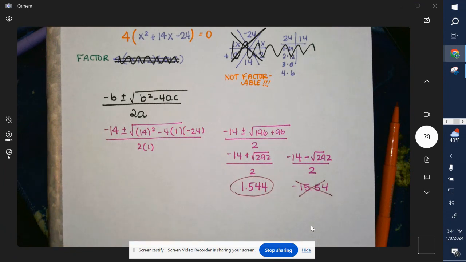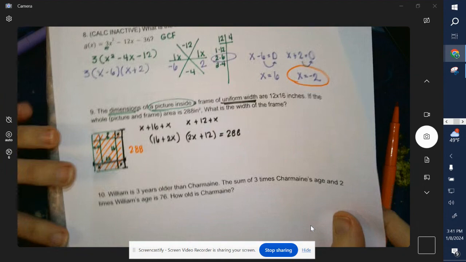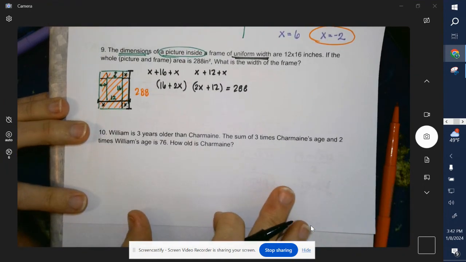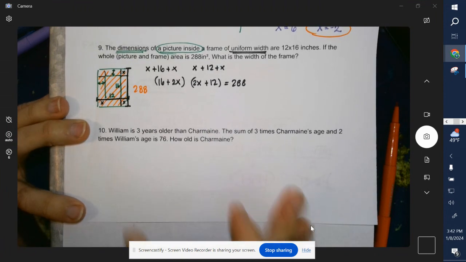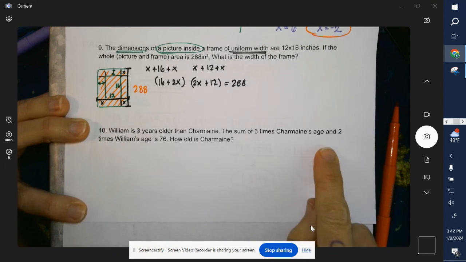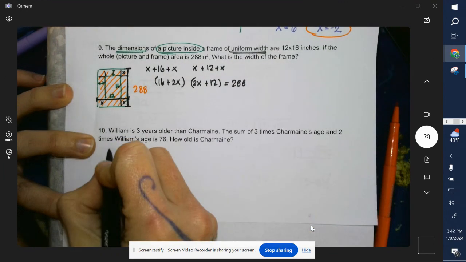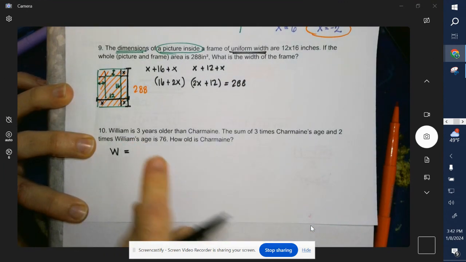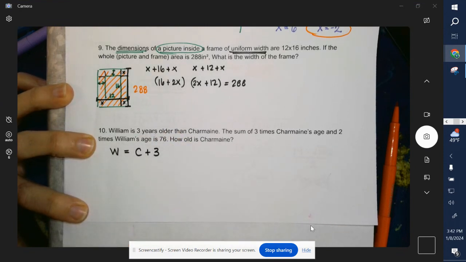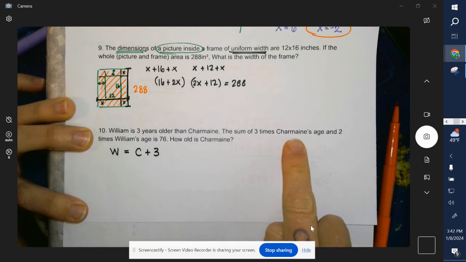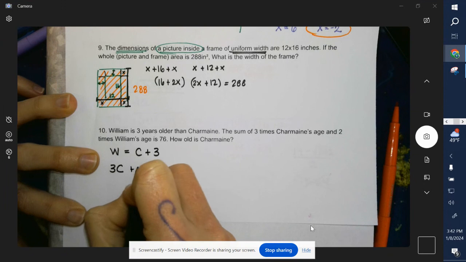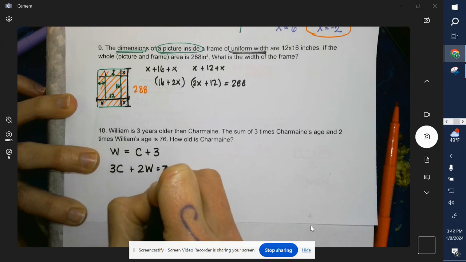And then last but not least, number 10. William is 3 years older than Charmaine. The sum of 3 times Charmaine's age and 2 times William's age is 76. I was really not trying to end class on a nasty quadratic. So this was our goal. William equals 3 years older than Charmaine, so that's Charmaine plus 3. The sum of 3 times Charmaine's age, so 3 times Charmaine, and 2 times William's age is 76.